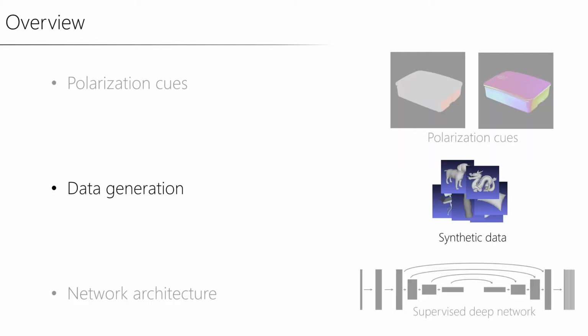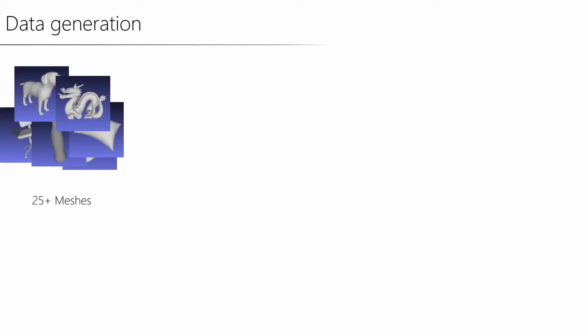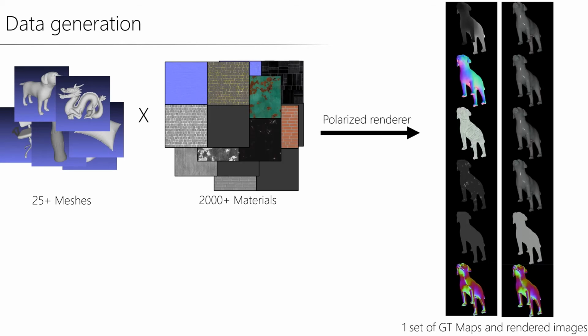So we want to be able to train a network to leverage this additional information we can compute, and to do so, we generated a synthetic dataset. We gathered over 25 meshes and 2000 materials which we render with simulated polarization. For each combination of material and randomly rotated shape, we render the ground truth depths, normals, and material maps, as well as the polarized images under 4 polarization filter angles and a flashlight.